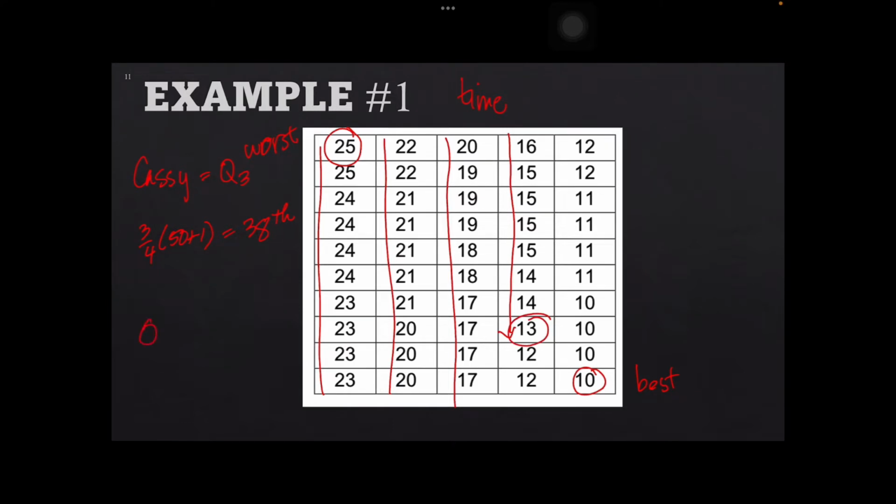Okay? So, si Cassie, ang time ni Cassie, ay 13 minutes. Alright?